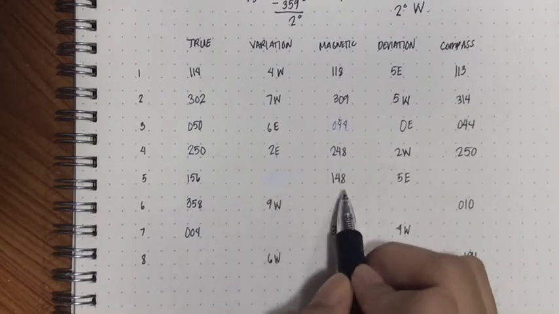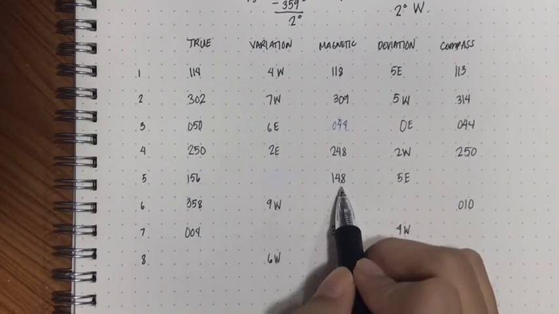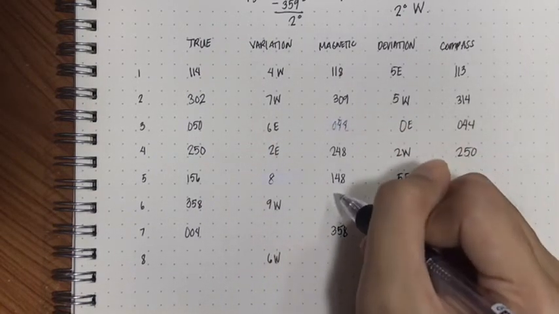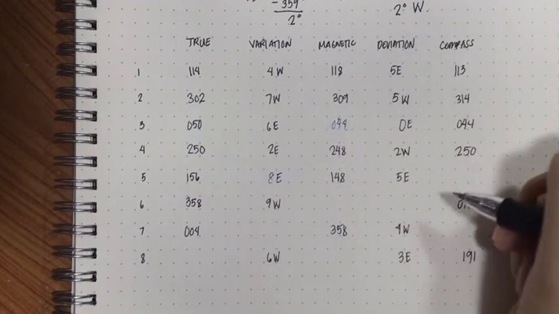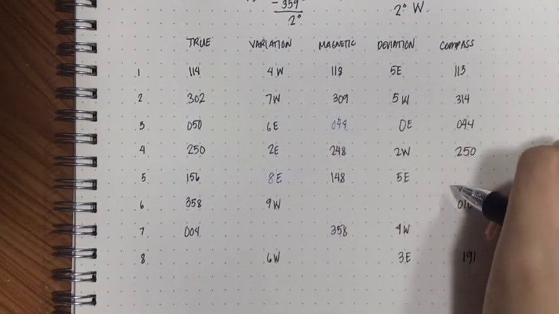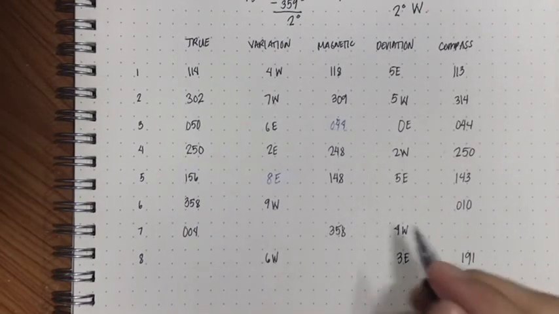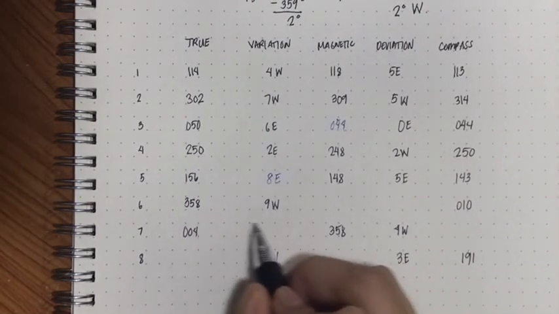Number 5, 148 magnetic and 156 true. So 156 minus 148, that is 8. So since true is greater, we subtracted it, that is east. Magnetic minus deviation, that is 143 compass.